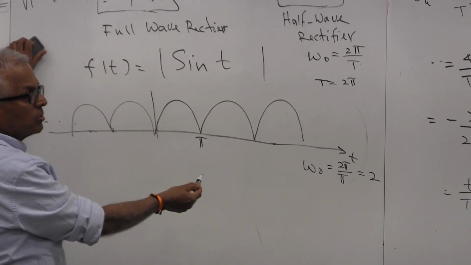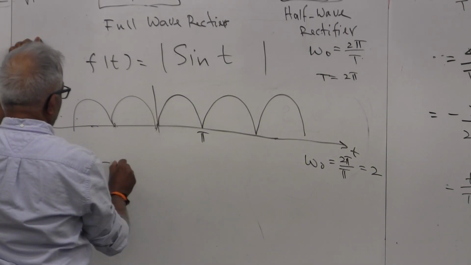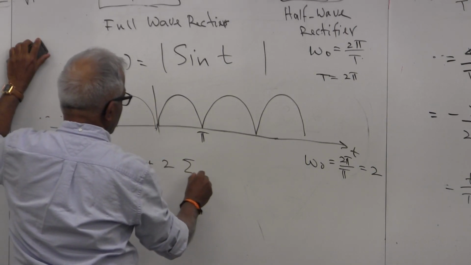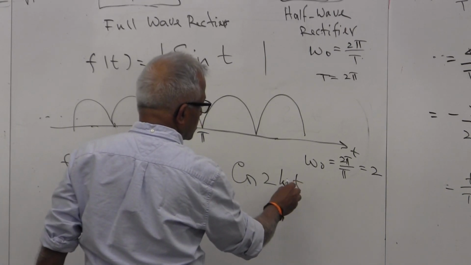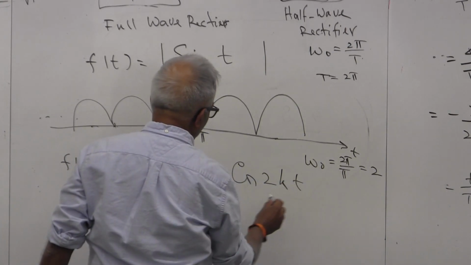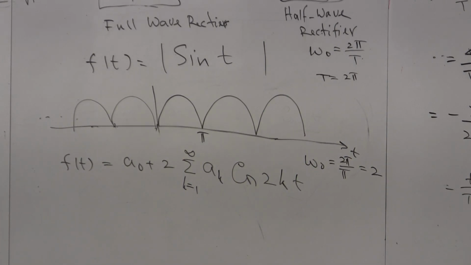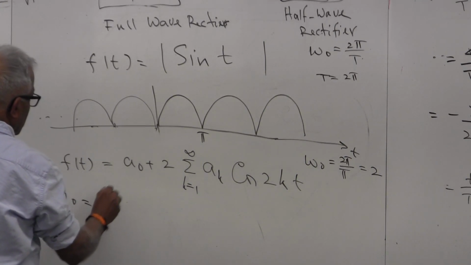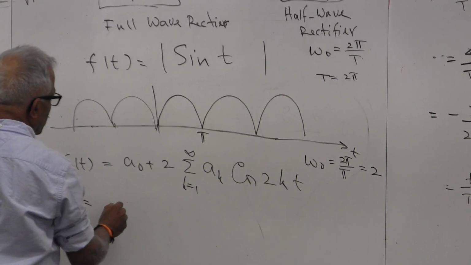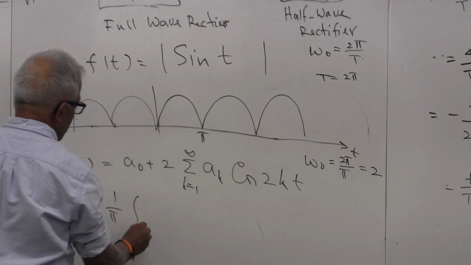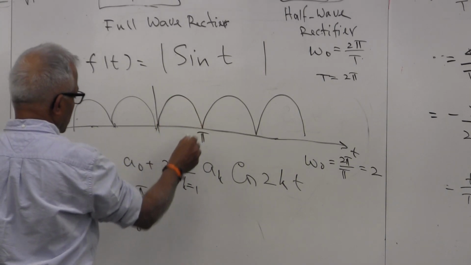So this waveform has what kind of symmetry? Even. So this is our Ft. Ft can be written as A naught plus 2 sigma Ak cos 2kt, right? Because omega naught is 2. And A naught itself is what? A naught is the area under any period, so it's going to be 1 over the period, that's 1 over pi, 0 to pi, of this waveform.